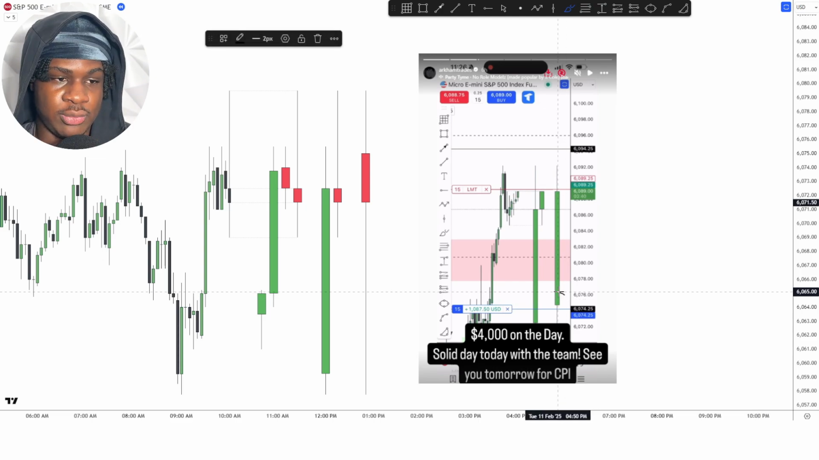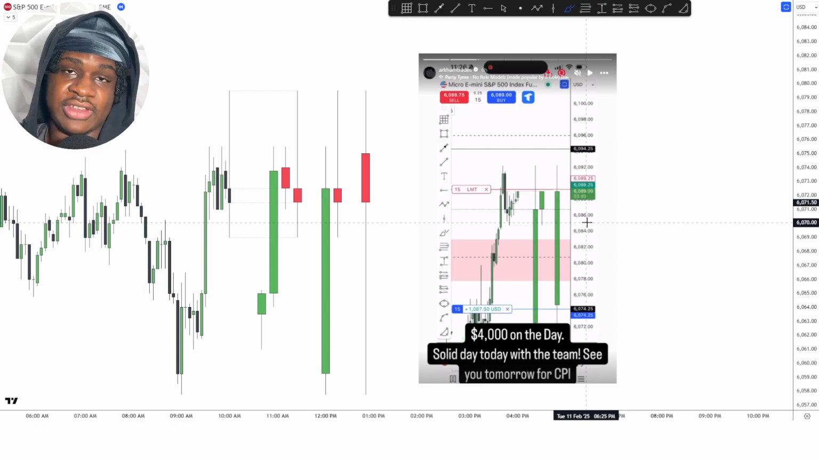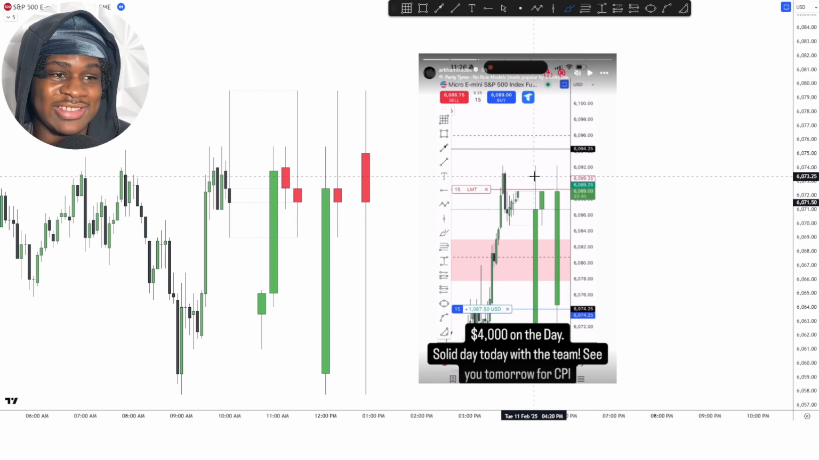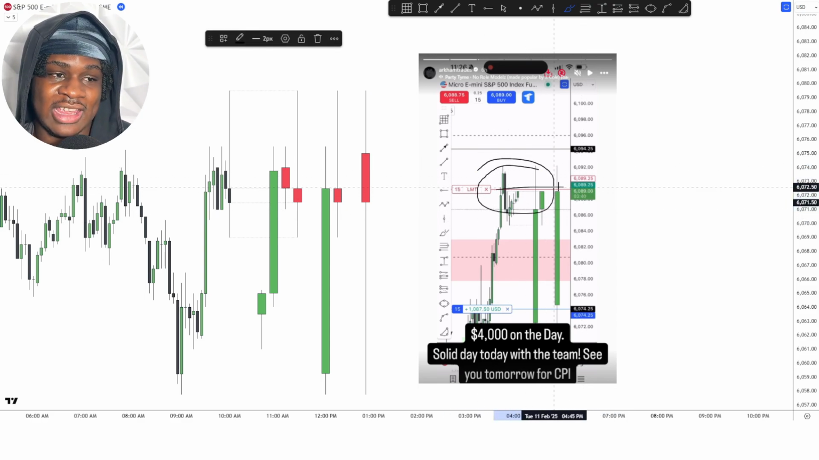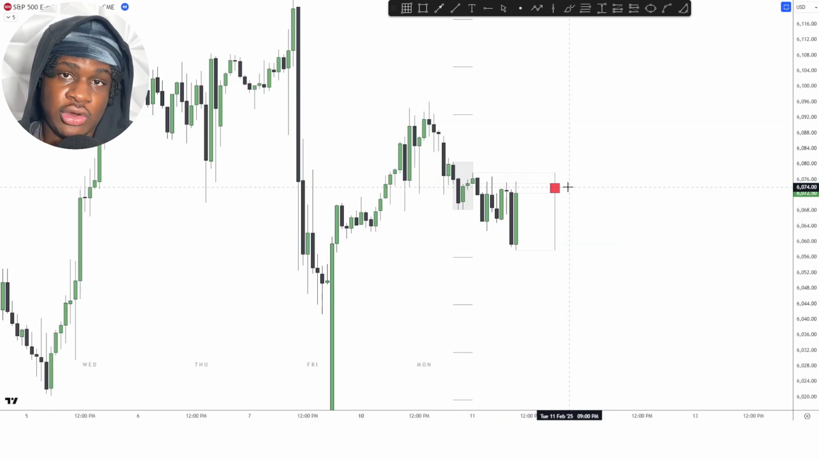As you can see here, we framed our entry at the low of that 1 hour low. I'm going to be breaking down exactly what I seen, how I framed the daily bias, as well as how I was able to get the perfect entry, as well as the perfect exits, because this ended up being the exact high.